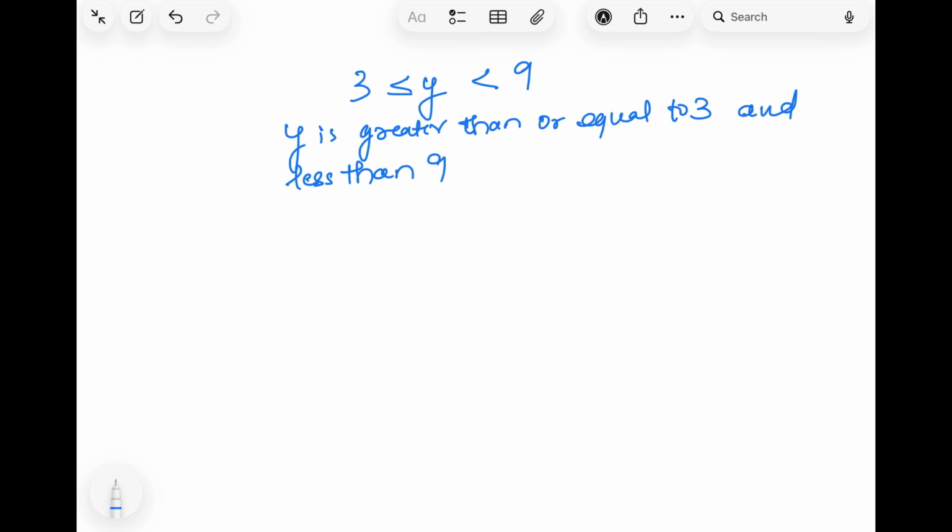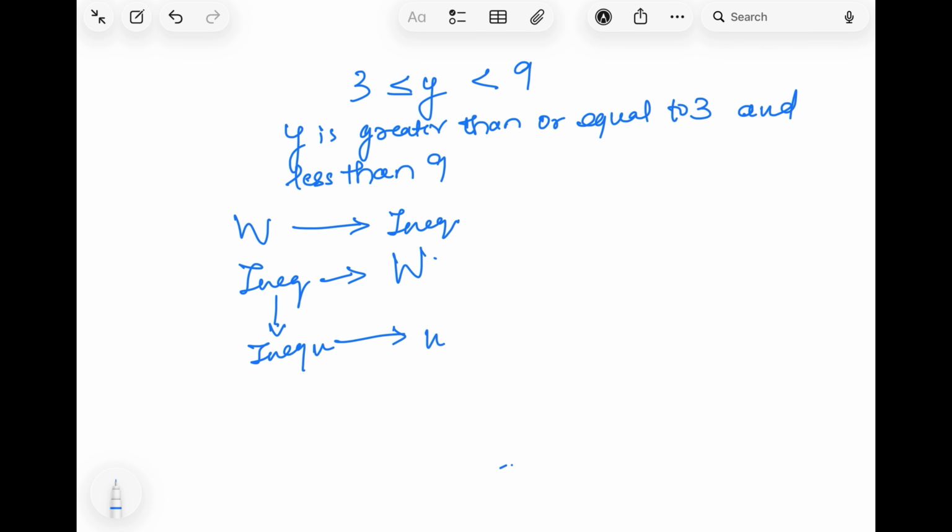Okay, so if words are given, we need to write it in the form of an inequality, which we did in the previous slide. And in this slide, the inequality was given and we wrote it in the form of words. Now sometimes the inequality is given and we need to show it on the number line. I hope you all know the number line. I'll just explain it roughly.